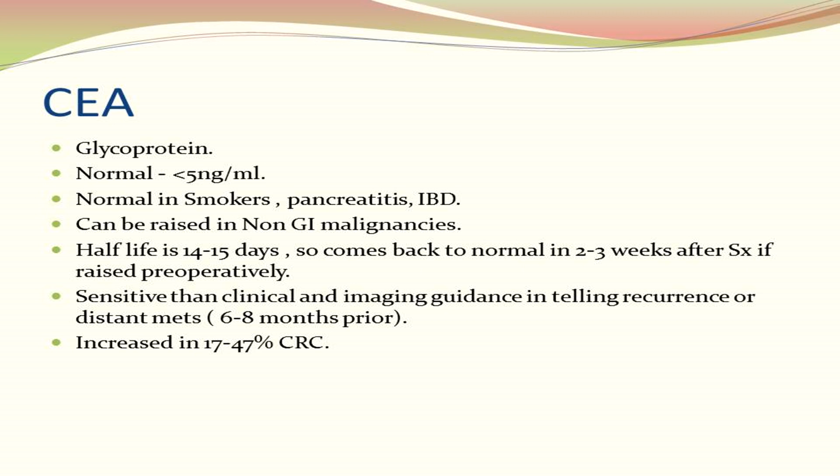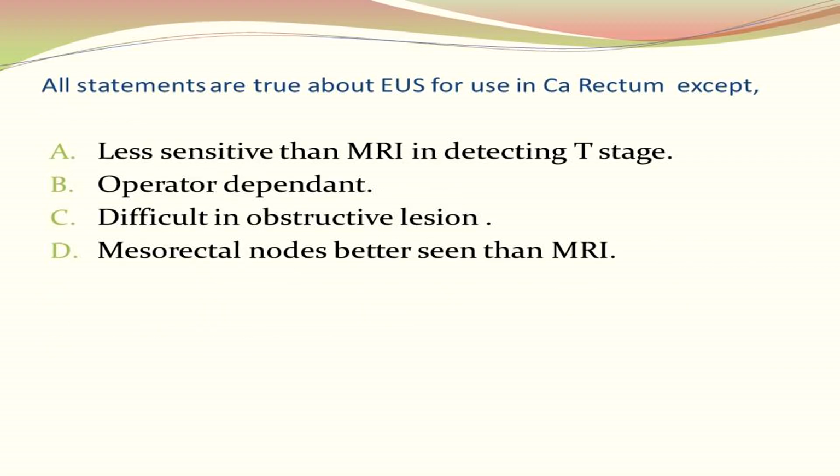Again, as I said, it is more sensitive than clinical and imaging guidance in telling recurrence or distant metastasis, with an increase in 17 to 47%. That means more than 50% of patients will also have a normal CEA. So this is what you should know about CEA.